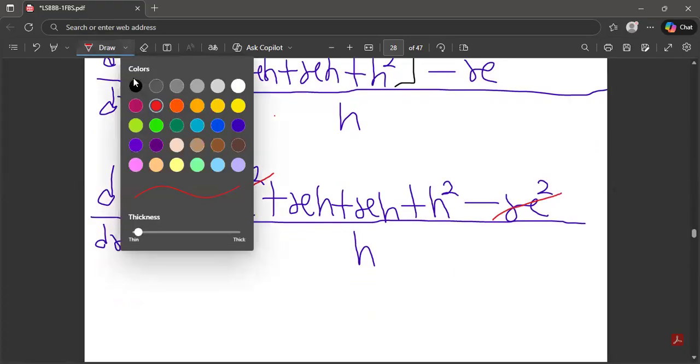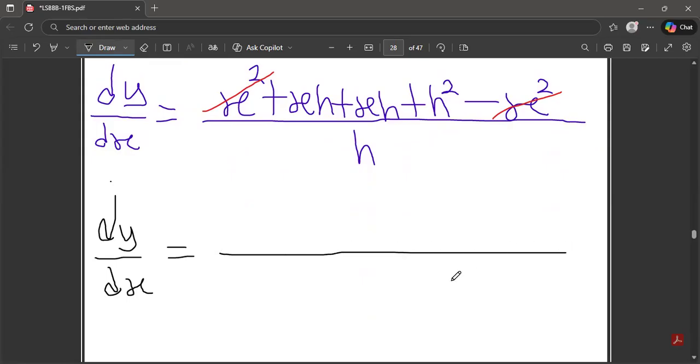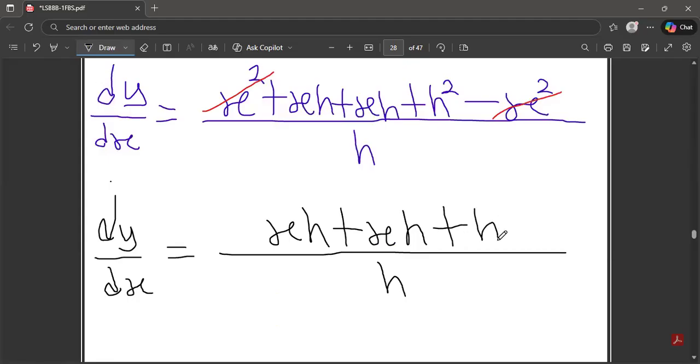Let me write what they are going to be left with in a different color pen for you to see. So your answer is going to be left with dy dx, which is equal to what? Always the denominator is still the same, all over h. You're going to be left with xh plus xh plus h squared.